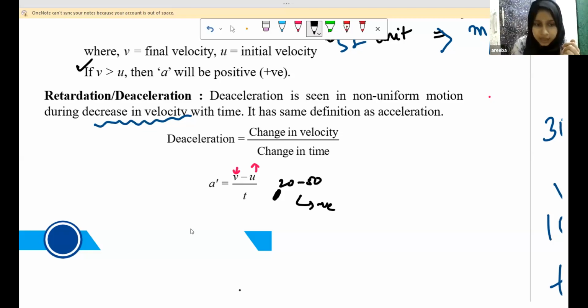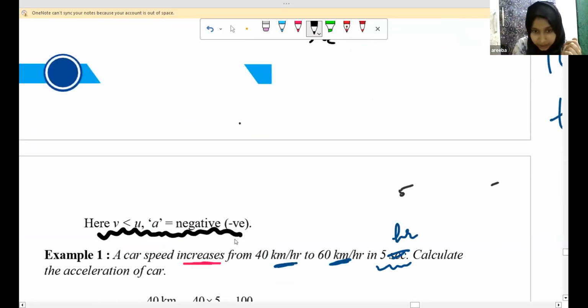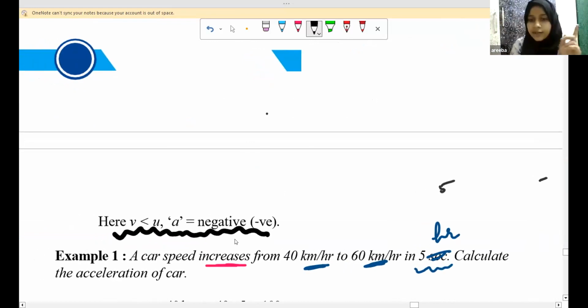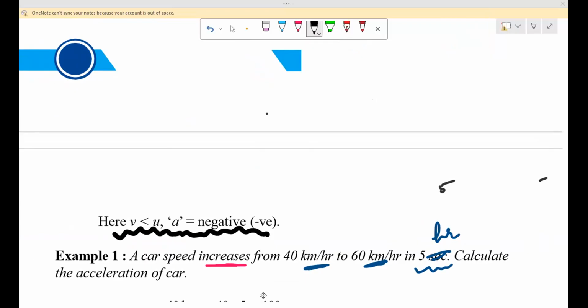Done? Shall we go with the numerical? Learn the formula V minus U by T. V minus U by T. For both cases, acceleration and deceleration. The difference in both of them is that one is positive and one is negative.